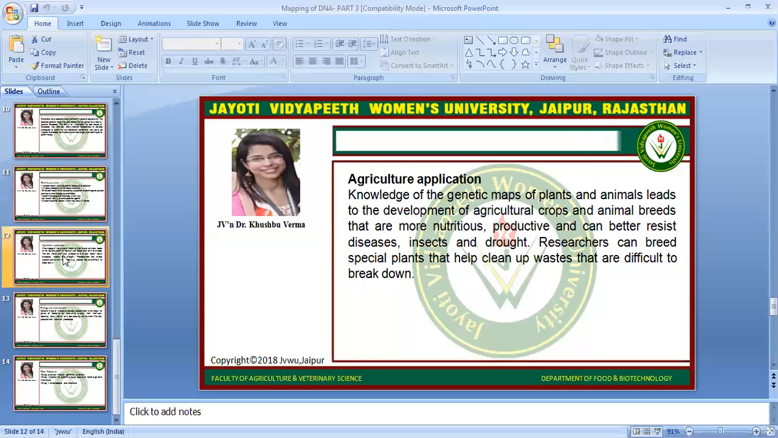Now we will go to the agriculture application. Knowledge of the genetic maps of plants and animals leads to the development of agricultural crops and animal breeds that are more nutritious, productive, and can better resist diseases, insects, and drought. Researchers can breed special plants that help clean up waste that is difficult to break down.